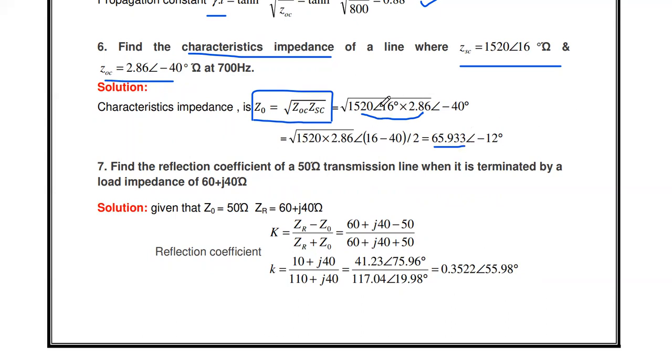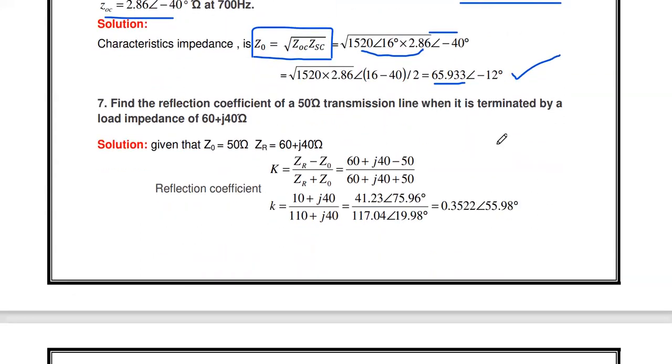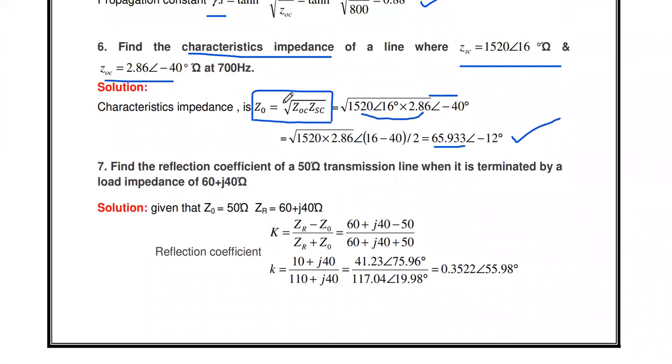65.933. Okay, but the angle, you see 16 degree and minus 40 degree. This square root is there. So if the angles are in multiplication, we have to add the angles. So 16 minus 40. Then this angle should be under the square root, so we have to divide the angle by 2. So 16 minus 40 divided by 2, so the angle is minus 12 degree. So this is the answer. Okay, this is the characteristic impedance of a transmission line. The next thing, this is an important 2 mark problem.